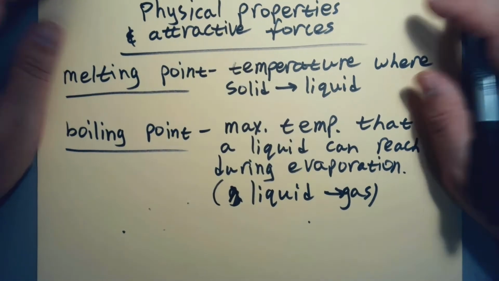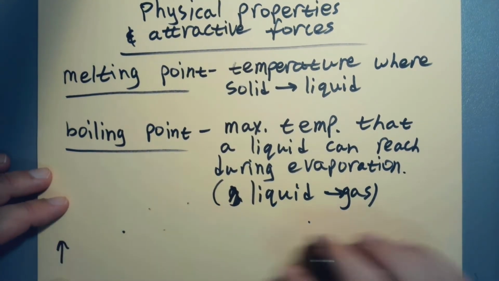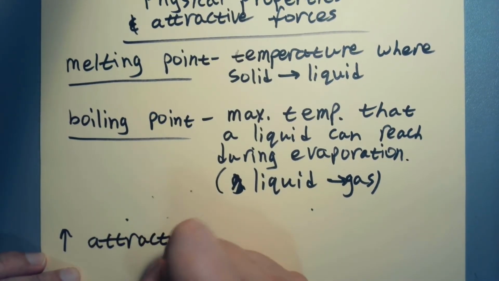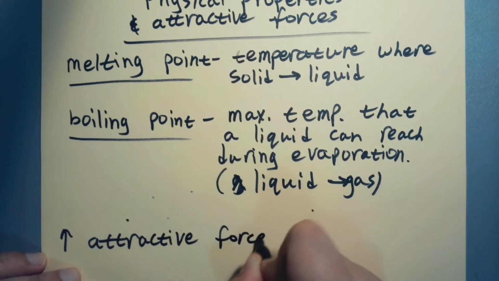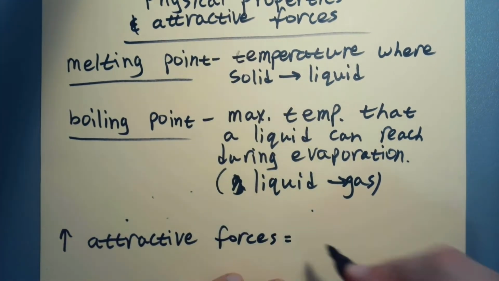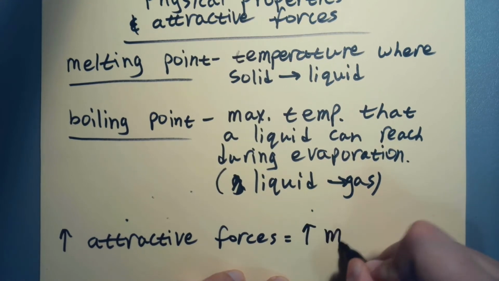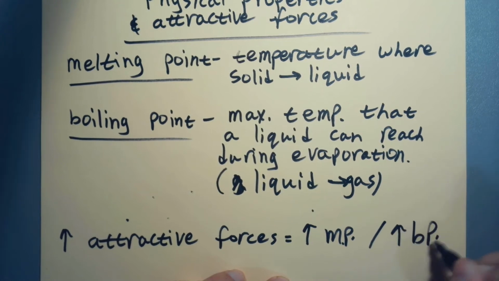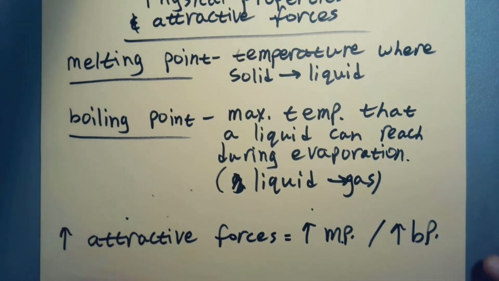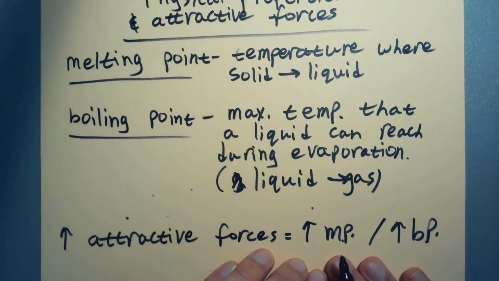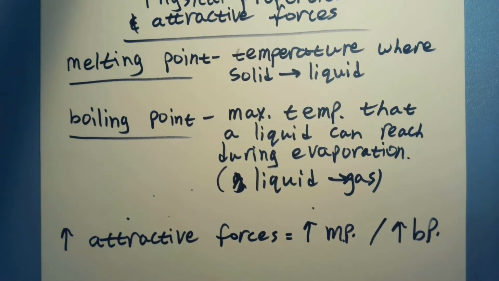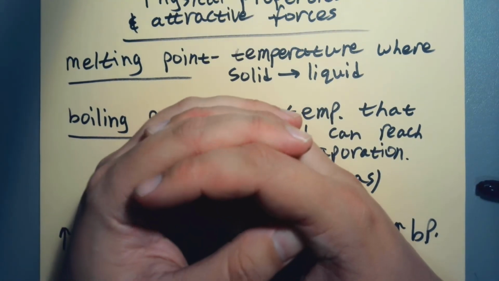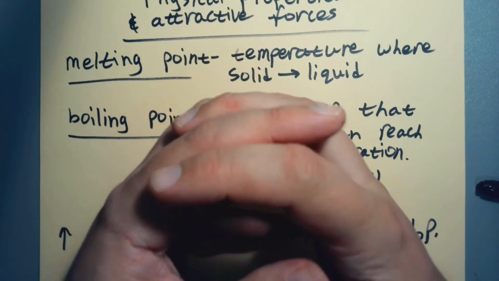As attractive forces increase, this is going to be an increase in our melting point or our boiling point. Whichever one we're talking about, they behave the exact same way. So, more attractive forces, higher melting point, higher boiling point. The stronger the attractive forces are, the more it's going to try to stay like a solid. And so when you melt a solid, you're essentially breaking up the structure.